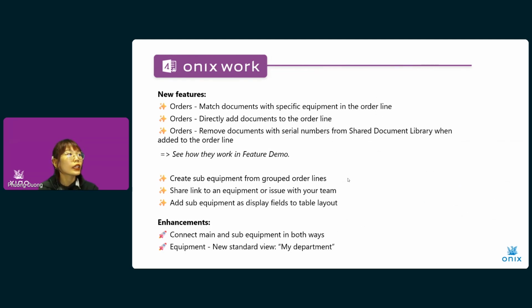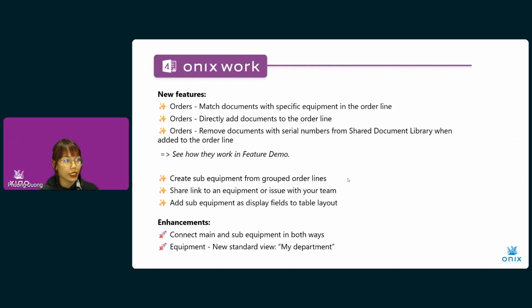Okay, and the other three new features that I will give you a glimpse of, and you can also try them out by now, is a change in the orders model of Onix Work. That is, you can create sub-equipment from grouped order lines. We already made a tutorial video on this one in Norwegian, and in the later slides, I will show you how to get to that tutorial video.